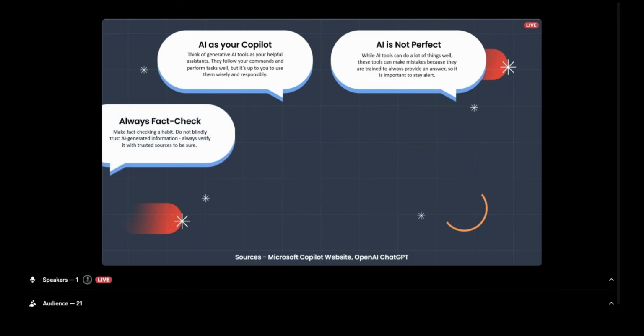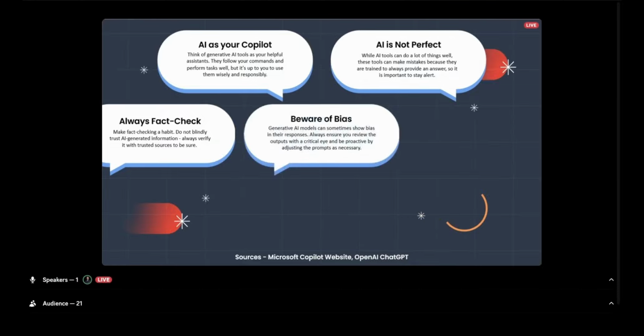Again, always fact check. It is important that you check the facts. If you're asking an AI about a medicine or about any software, you need to ensure that the answers you have received from the AI model are really authentic and factual. So do fact checking regularly, even if you are relying on AI for your decision making.